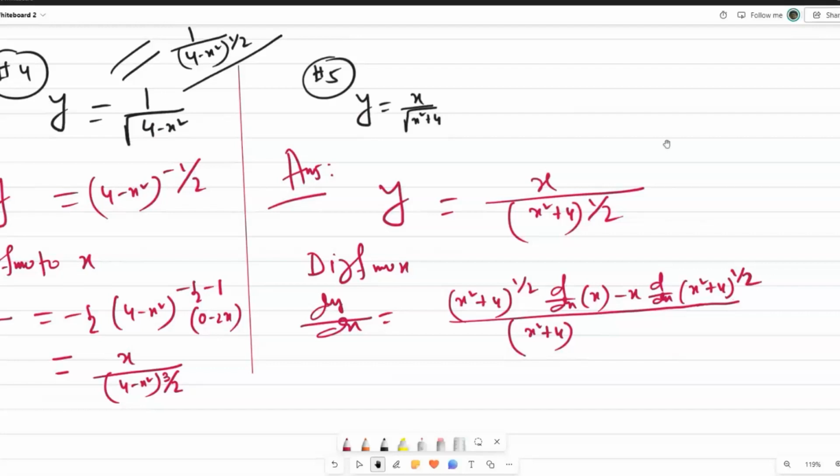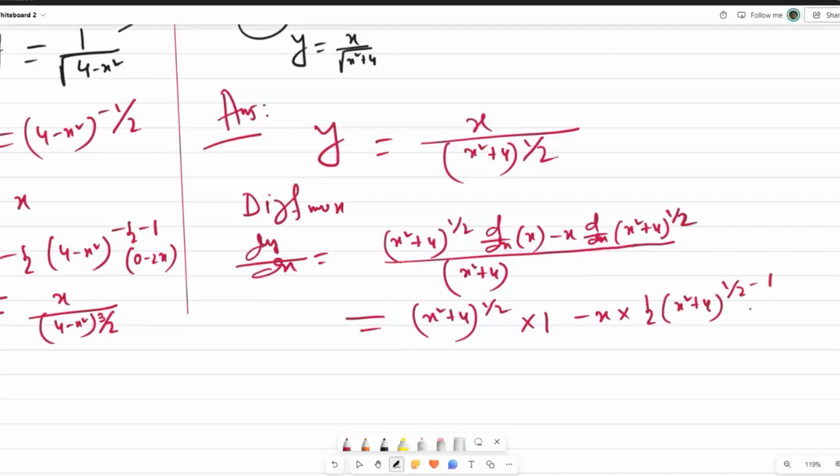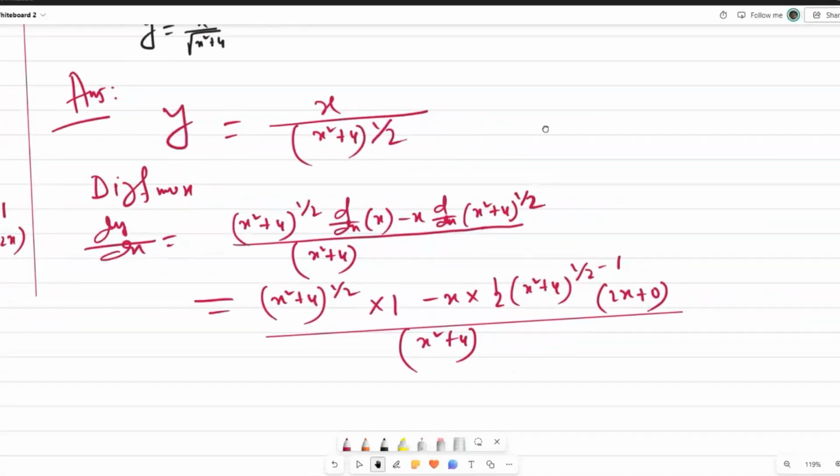Now we can use the differentiation rule. First one, as it is, no derivative sign. It will be x square plus 4 to the power half. The derivative of this is 1. x into half minus 1 and 2x plus 0, that divided by, now we need to simplify it. Sum is done. Sum we have completed.